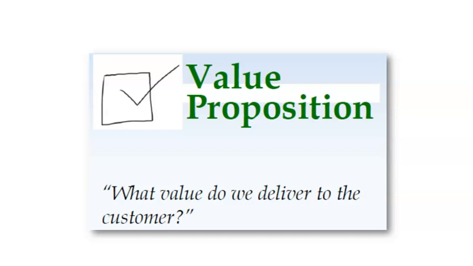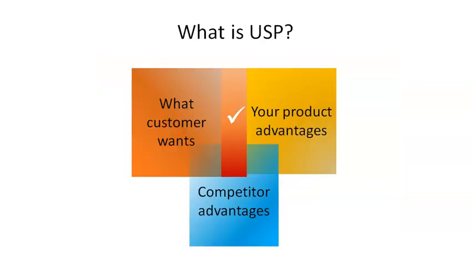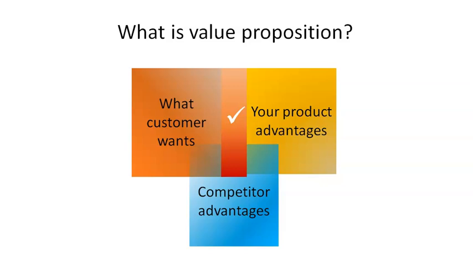The second category of BMC components is the mission. Let's look at what components fall under this category. Value proposition, which means what value do we deliver to the customer? A value proposition can be defined as when an entrepreneur is able to solve a problem faced by the customers and at the same time provide value better than competitors.